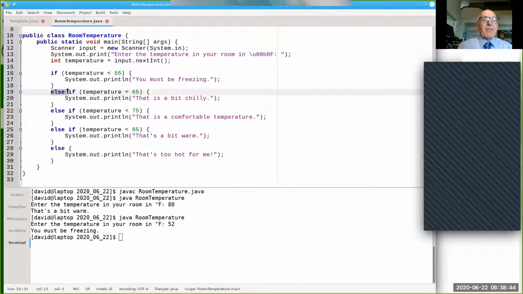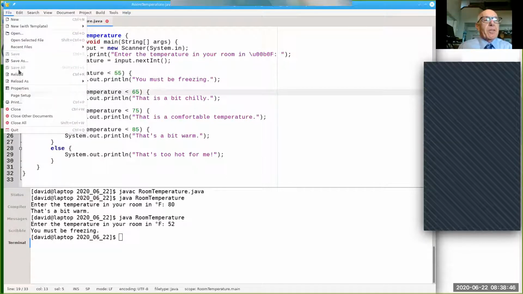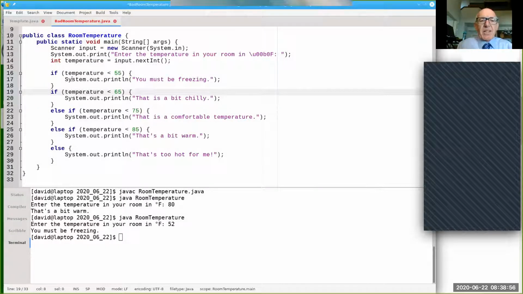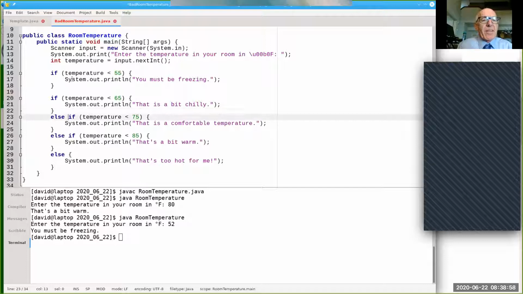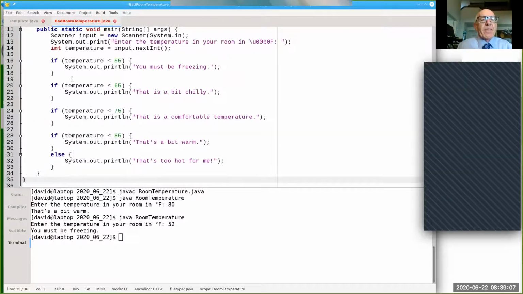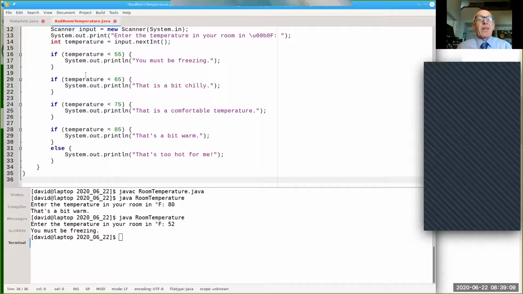If I do something, in fact, let me save this under a totally different name. Let's call it bad room temperature dot Java. Remember, if it's not an if-else chain, then I can't depend upon what the last answer was. And this is going to be a disaster. Let's say I say it's 62 degrees.